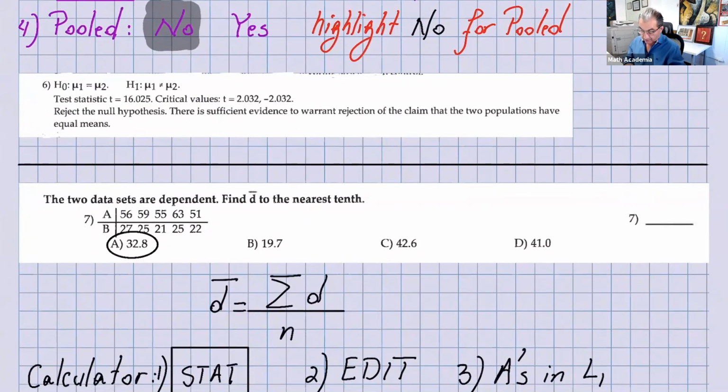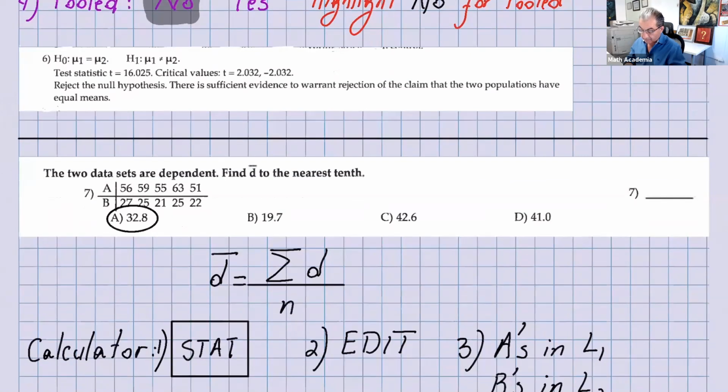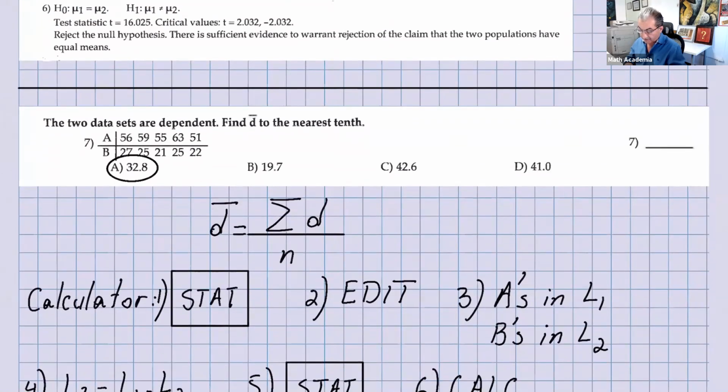The next one, number 7: the two data sets are dependent. Find d bar to the nearest tenth. So you have A and B. When you hear d bar, we're dealing with matched pairs here. So this could be before and after. First, what's the formula for d bar? Sum of these over n. It's just the mean of the differences.